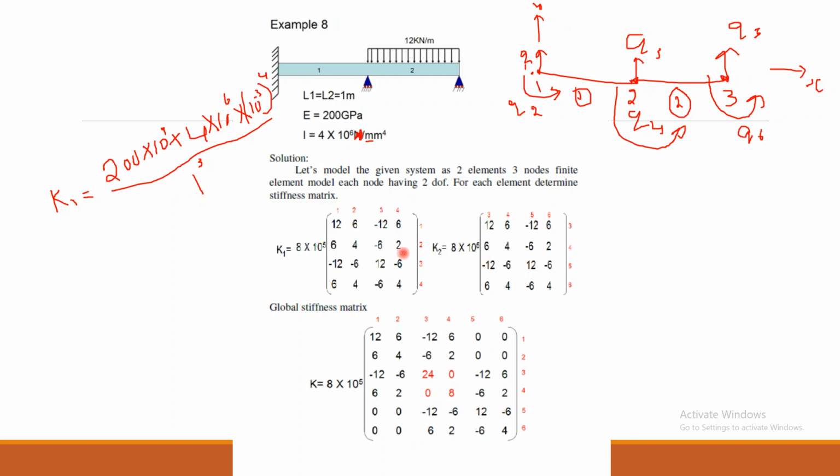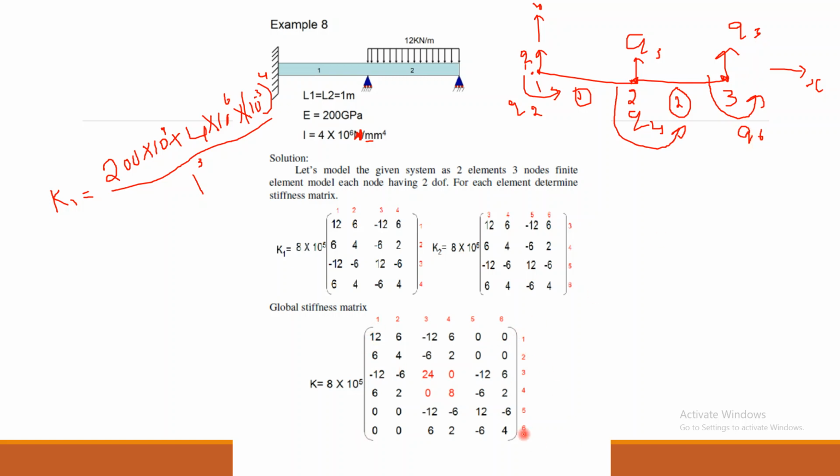Once this is finished, the next part is the presentation of the global stiffness matrix, that is K equal to K1 plus K2. The size of this global stiffness matrix is 6 cross 6 because we have 6 degrees of freedom. It starts from Q1 to Q6. Okay, so write that down.